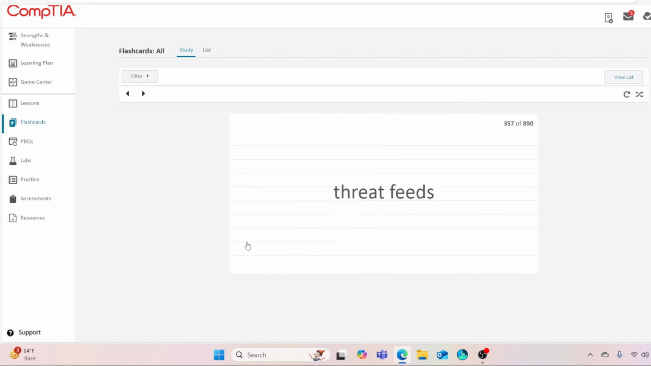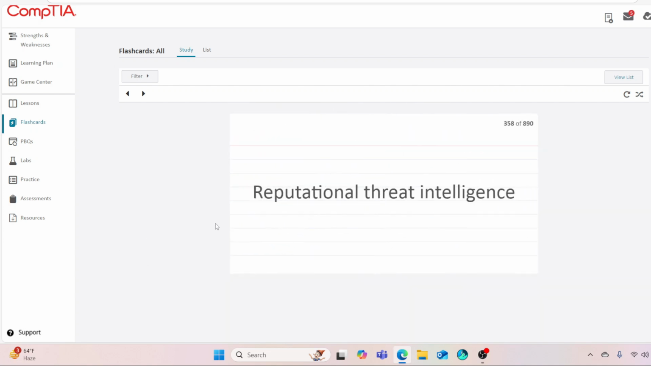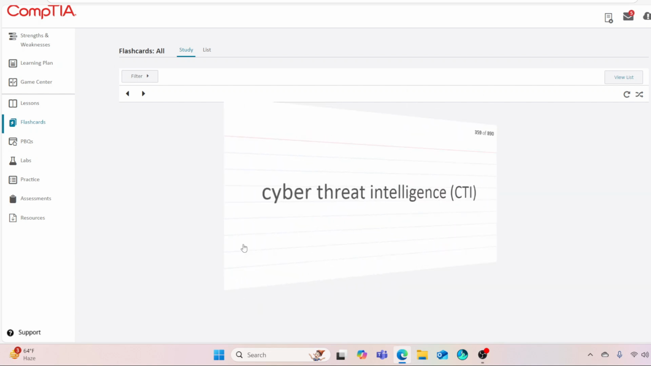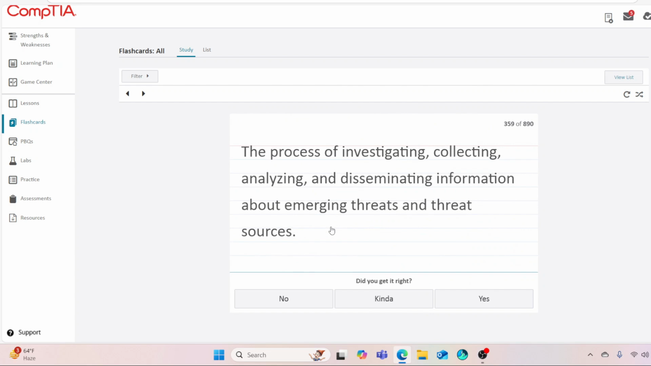Threat feeds. Signatures and pattern matching rules supplied to analysis platforms as an automated feed. Reputational threat intelligence. Blacklists of known threat sources such as malware signatures, IP address ranges, and DNS domains. Cyber threat intelligence. The process of investigating, collecting, analyzing, and disseminating information about emerging threats and threat sources.